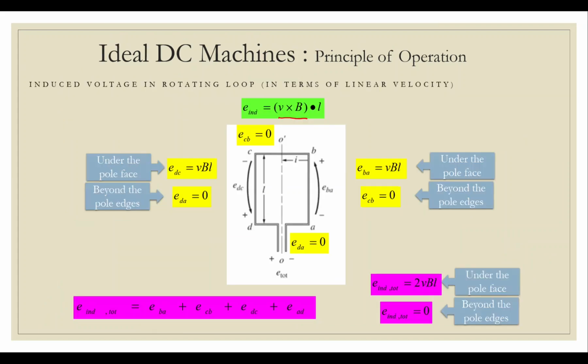Okay. So that's how we come up with these induced voltages. BA and CD are the sides that are always perpendicular to the magnetic field lines. Okay, so because of that, you will have VB times L. So BA and DC have VBL. Alright, but this side and this side are always parallel with the magnetic field, right?